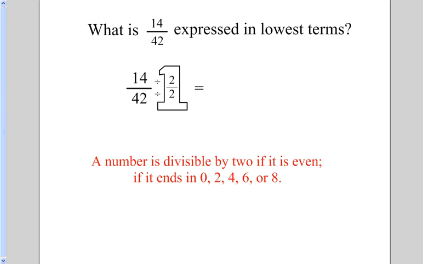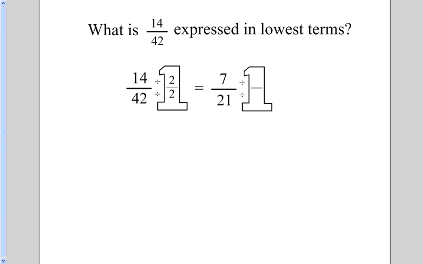14 divided by 2 is 7, and 42 divided by 2 is 21. Now 14/42 can seem a little less friendly than 7 over 21. 3 times 7 is 21, and 1 times 7 is 7. So those are easier, more friendly numbers to work with. And we can do this process again. We can go ahead and take a giant 1, and inside the giant 1, put 7 over 7, 7 sevenths, which is the same thing as 1. And here we can take 7 divided by 7, which is 1, and 21 divided by 7, which is 3.